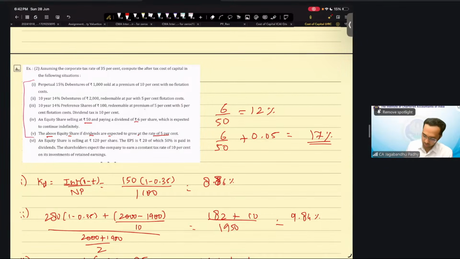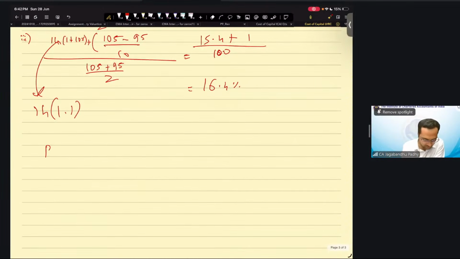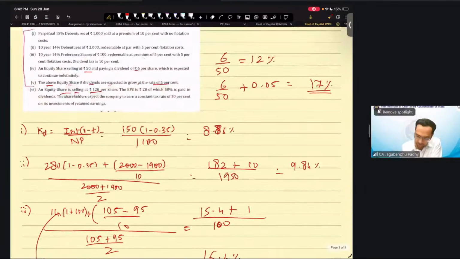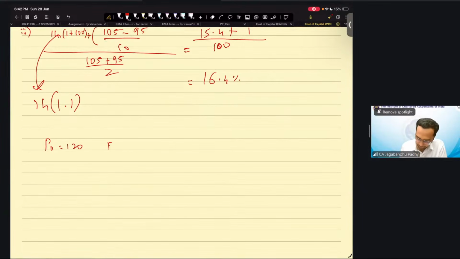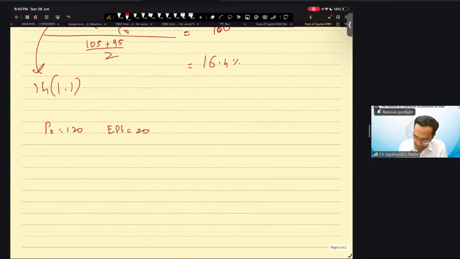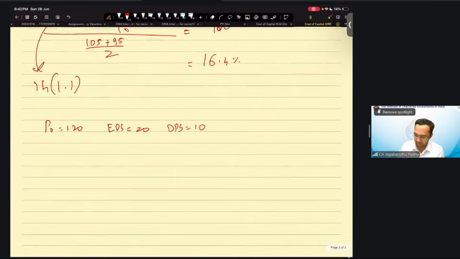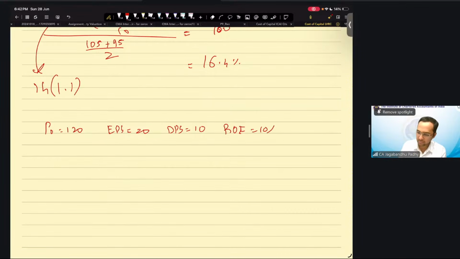Okay. Now the next one, an equity share is selling at 120 per share. So P0 is 120. EPS is rupees 20, of which 50% is paid in dividend. Of course, dividend per share is 10. Shareholders expect the company to earn a constant rate of 10% on its investment. So you have the return on equity as 10%.